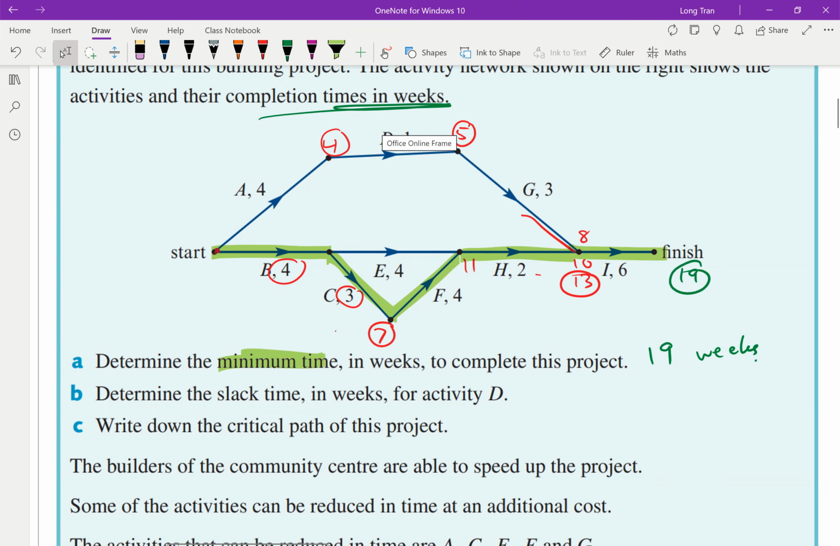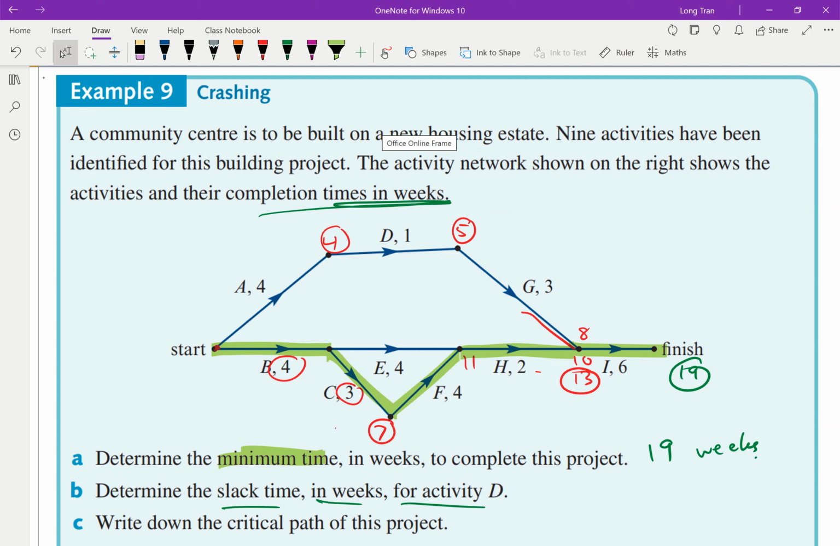Determine the slack time in weeks for activity D. This goes back to your exercise 15D. Slack time is your float time. Activity D, where's activity D? Activity D is up here. You don't need the boxes to figure this one out.